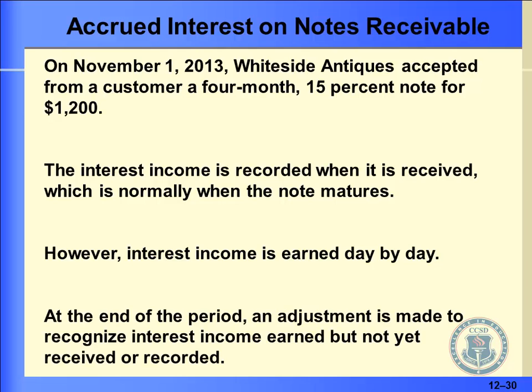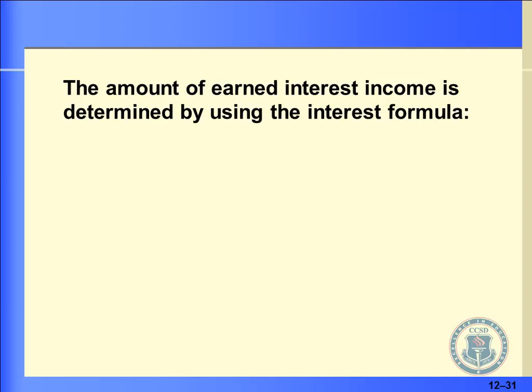At the end of the period, an adjustment is made to recognize interest income earned but not yet received or recorded. So the amount of interest earned is determined by using the interest formula, which is what? What's the interest formula? Look at that, Levon. Bam. Oh, Elizabeth told you the formula. Okay. That's why it's important to remember this one, because it always comes up.